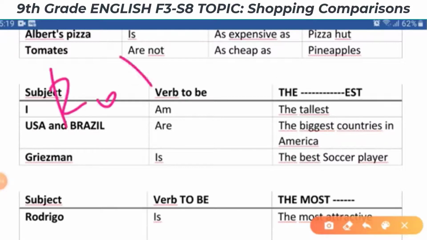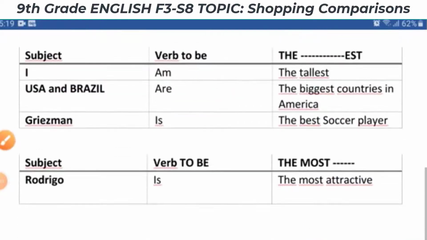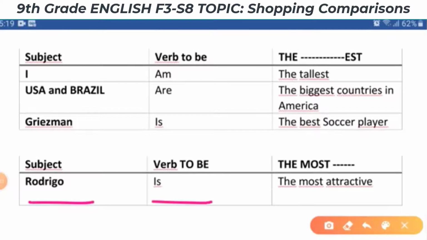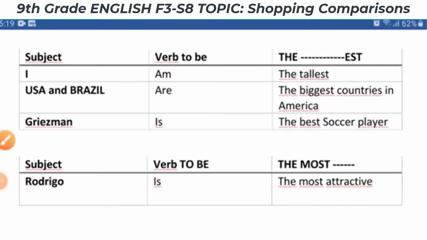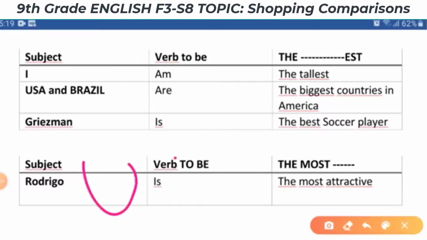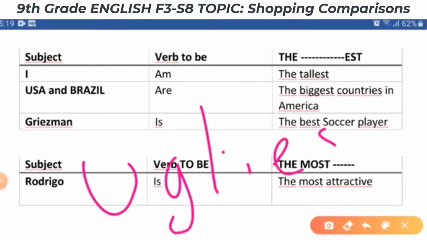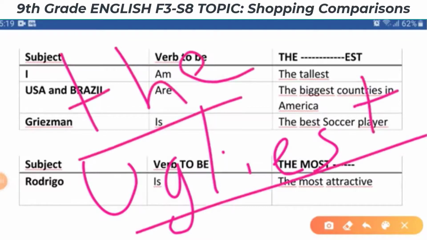Teacher Rodrigo. Yes. So, Teacher Rodrigo is the most attractive. Que está aquí, ¿ve? Teacher Rodrigo is the most attractive, for example. Yes. Ahora, si quiere decir quién es el más feo, the ugliest. Yes. Fulanito de tal is the ugliest.